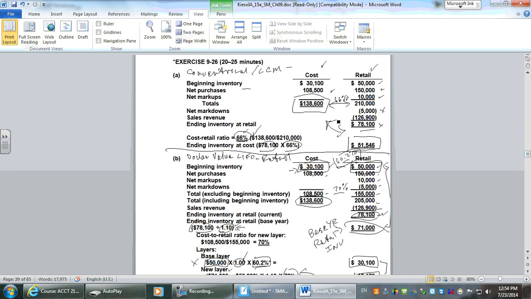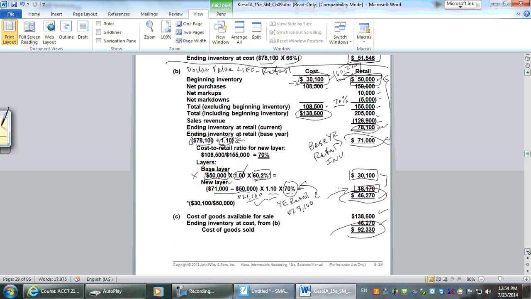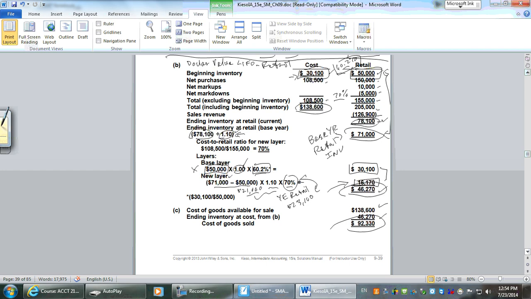Okay, questions? Can you mention the cost of goods sold for part B? Did I do it wrong? No, I just need to see it. I think it would be the difference between the 138.6 and the 46,270, which is what they calculated. Right? Yeah. So all these different methods are going to give you different inventory estimates, right, guys?